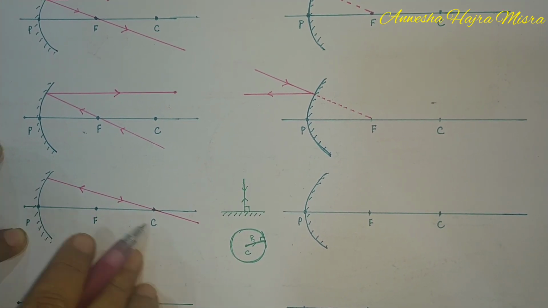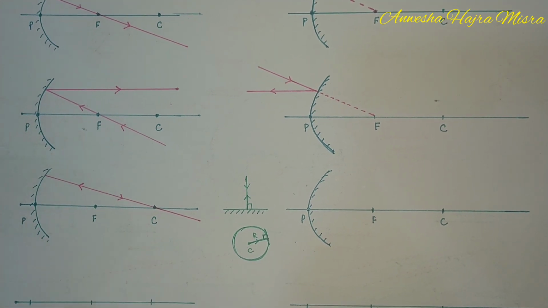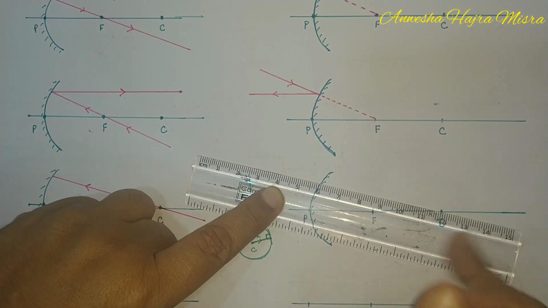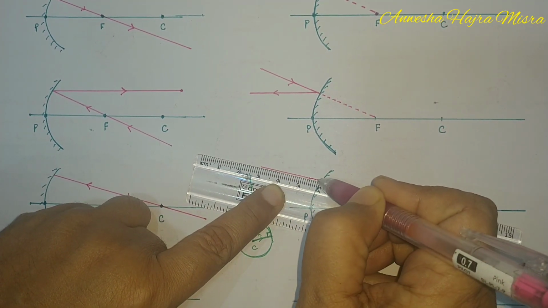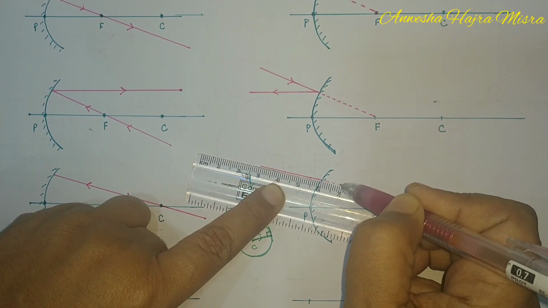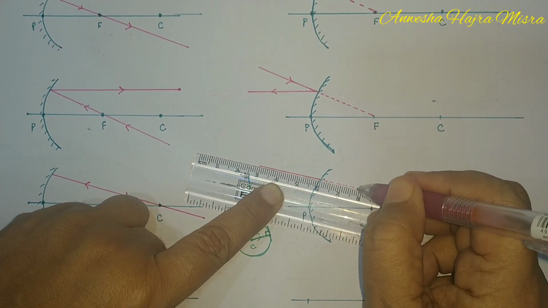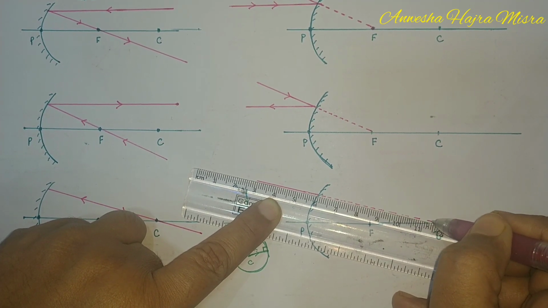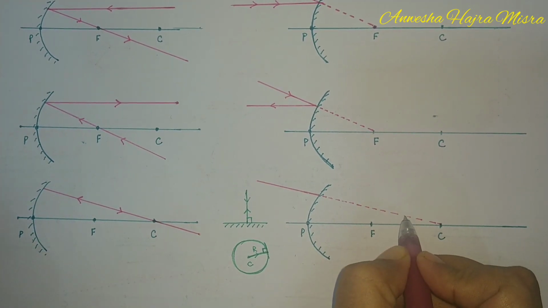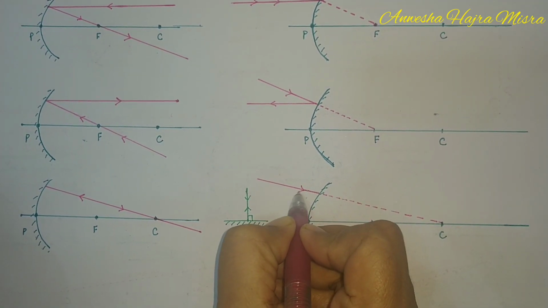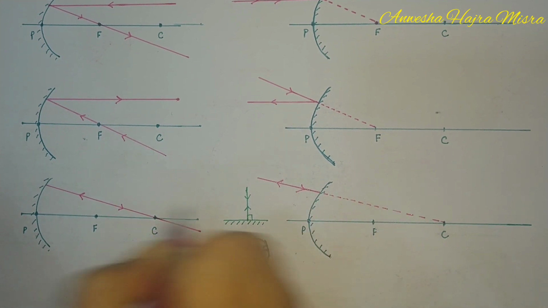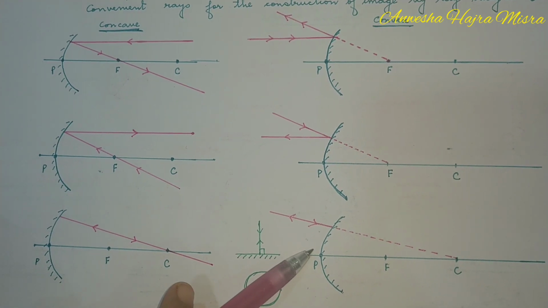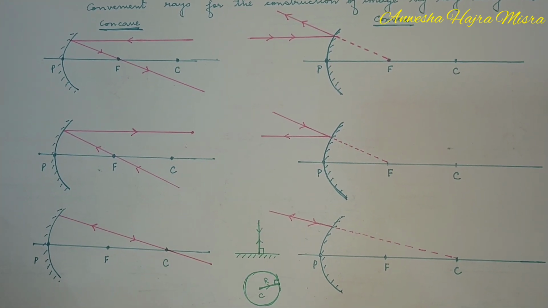A ray through the center of curvature will go back along the same path. Now here, a ray which is coming towards the center of curvature, if the mirror wouldn't have been there, the light would have passed through the point C. A ray which was coming towards the center of curvature will go back because it is a normal ray. Mind you, for convex mirror, children, the reflecting surface is this side and light should fall on the reflecting surface.